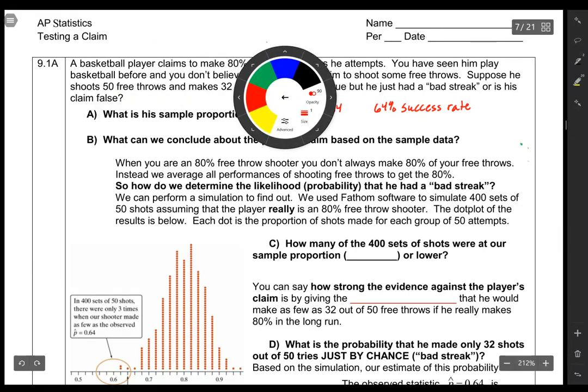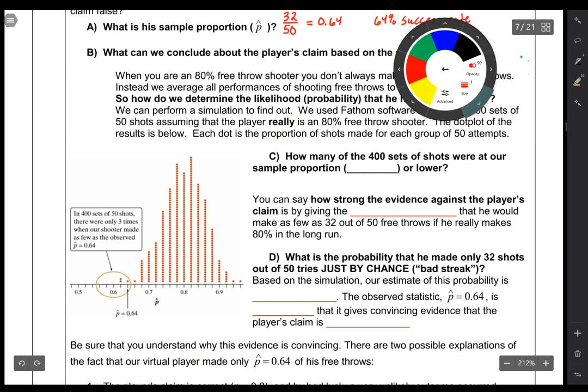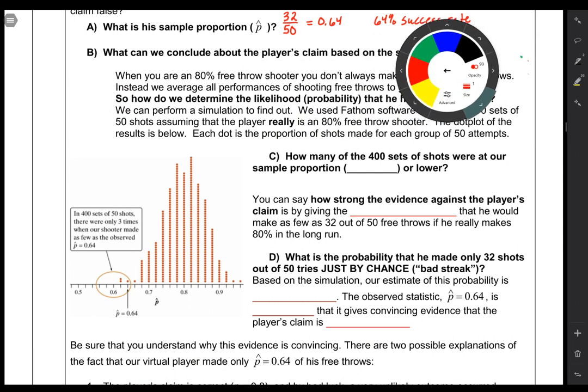So if we look at the dot plot, 0.8 would be like 40 out of 50 free throws made. So all of those would be 0.80. So each dot would represent a set of 50 attempts. How many of the 400 sets of shots were at our sample proportion, which is 0.64 or lower? And if you look, they're circled here. Only 0.64 has an arrow by it.